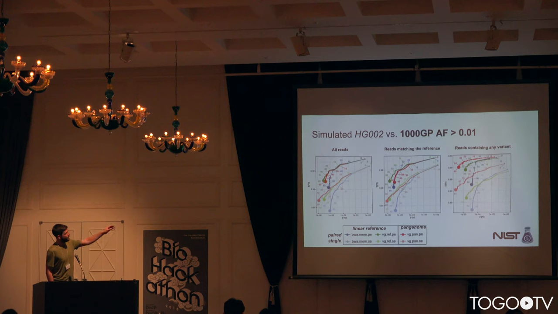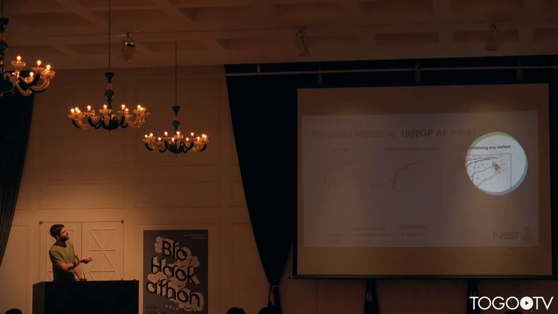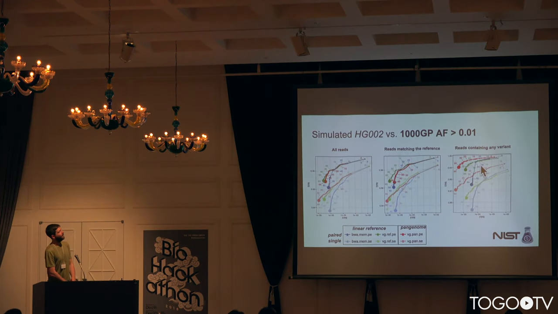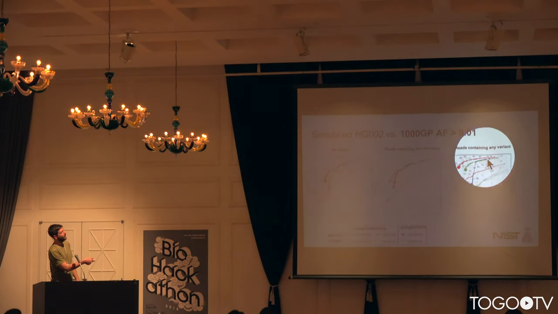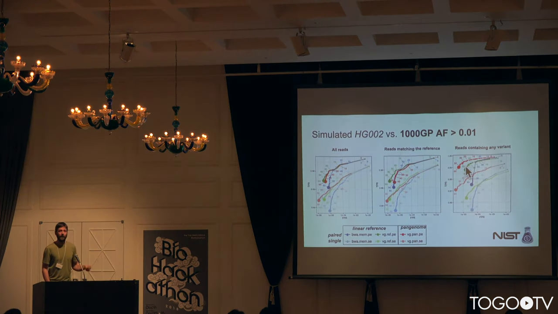So on the top, you see these paired end curves. The red is the pangenome, and the green and blue are two different mappers against the linear reference. When we consider all the reads, we do worse. But when we look at reads that have any variant, so farthest to the right, we see that we do significantly better with reads mapped to the pangenome. And so, if you're considering variation, which is what you should do when you're doing resequencing, this will help you.